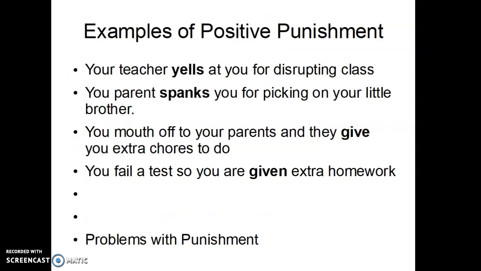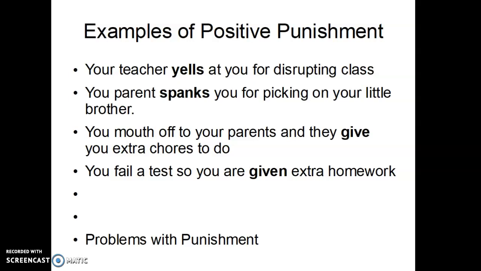Let's see what else I got on the next page. All right, examples of positive punishment. I already gave you some. Your teacher yells at you for disrupting class. You're adding yelling, okay, to decrease disruption. Your parents add spanking to decrease you picking on your little brother. You mouth off to your parents, okay, so they add chores to decrease mouthing off. You fail a test, so you are given extra homework, all right?